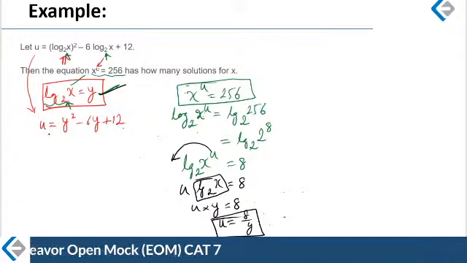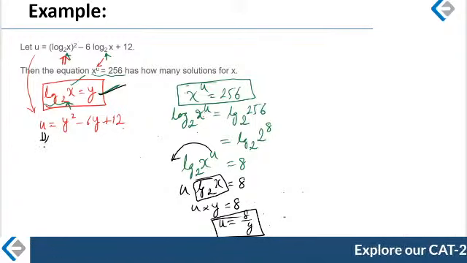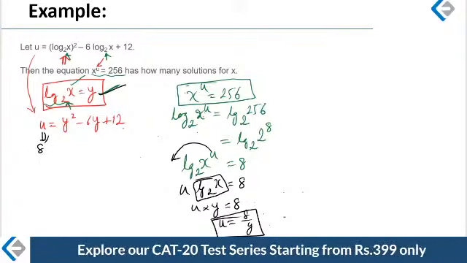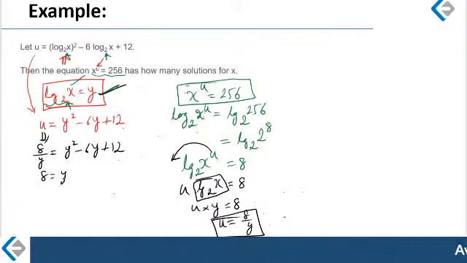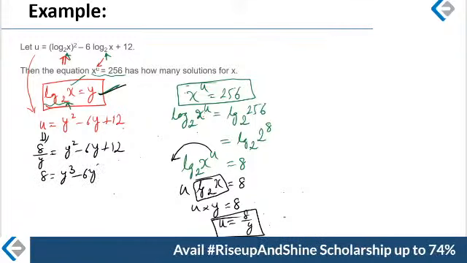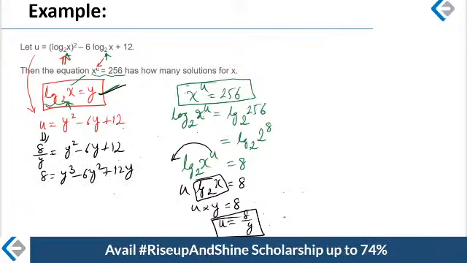Fine. So substitute it here. Come back, substitute for u. What is u here, guys? U is nothing but 8 by y. 8 by y is equal to y square minus 6y plus 12. Beautiful. So multiply throughout by y. Therefore 8 is equal to y cube minus 6y square plus 12y.